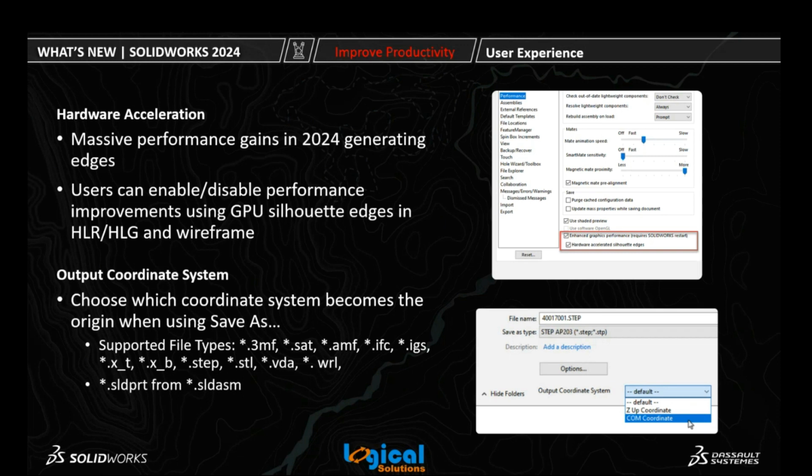And here are a couple of enhancements in user experience. The first one is hardware acceleration. We have a massive performance growth in 2024 SolidWorks for generating silhouette edges. And we also have a new option, hardware accelerated silhouette edges. We can enable that and have an increase in performance of GPU silhouette edges in HLR or HLG and wireframe modes. And also let us view a small animated video regarding this.